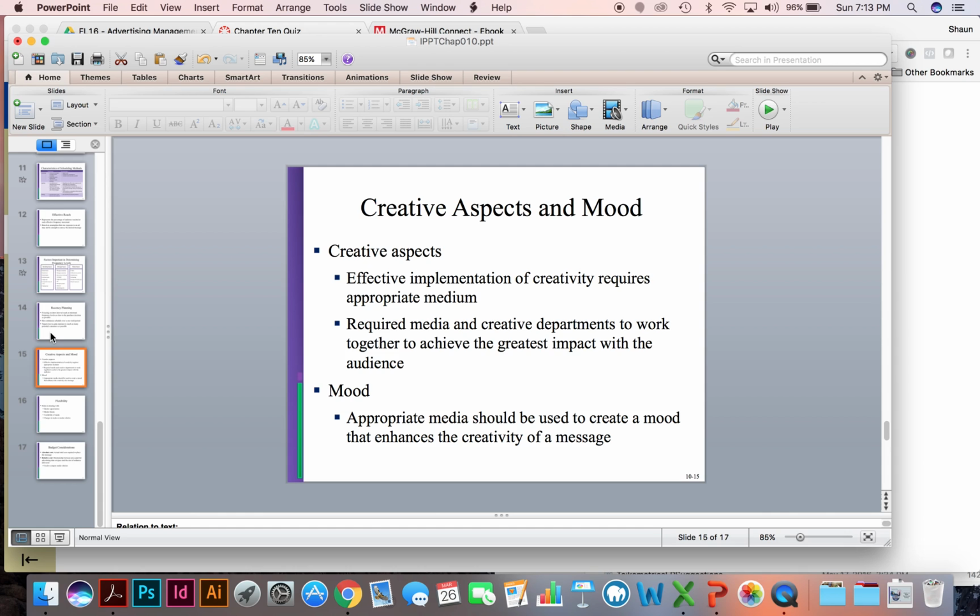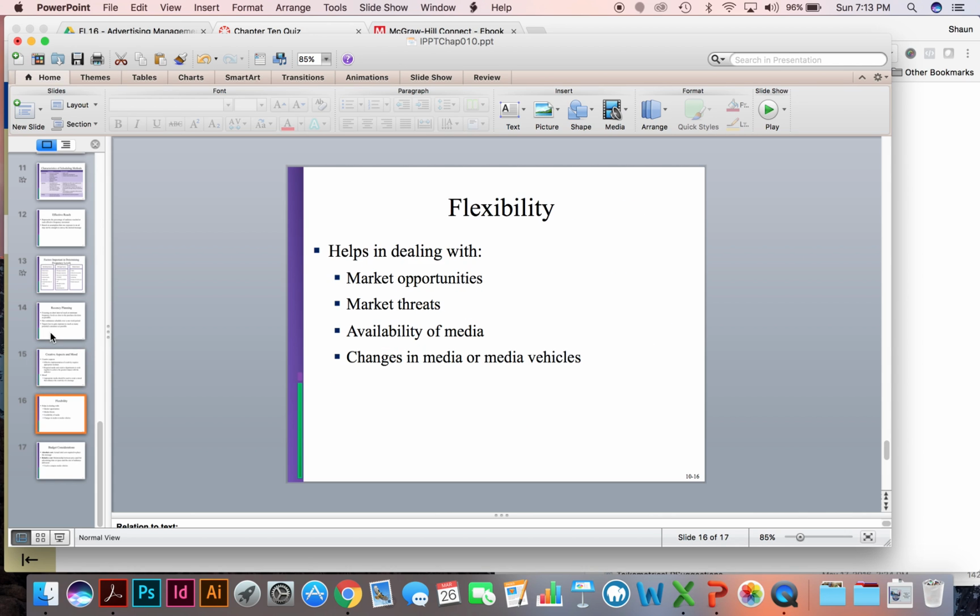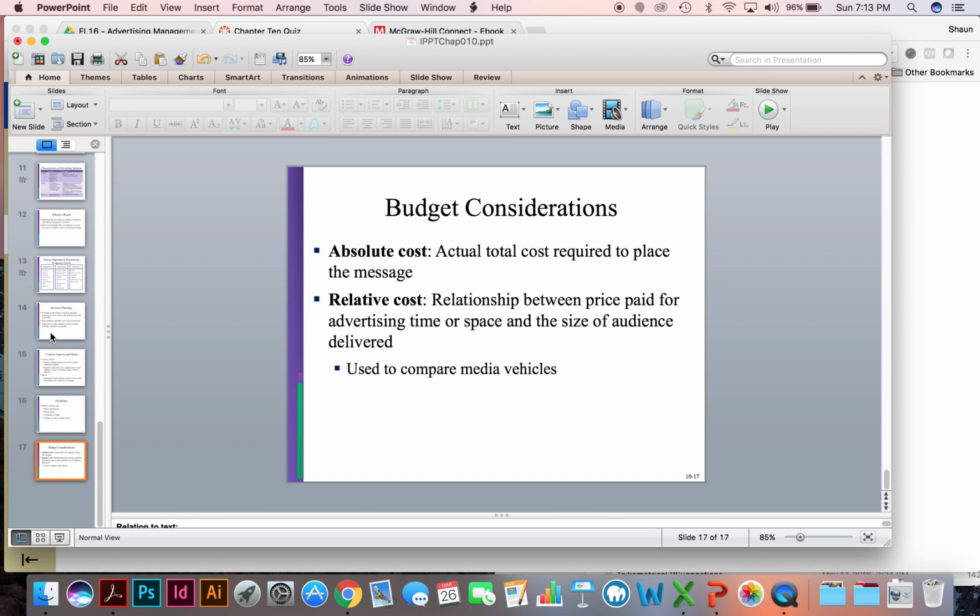As for mood, the appropriate media should be used to create a mood that enhances the creativity of the message itself. Flexibility helps in dealing with market opportunities, threats, availability, immediate changes in media or media vehicles. That's why internet marketing is one of the most common and best ways to advertise because of its flexibility.